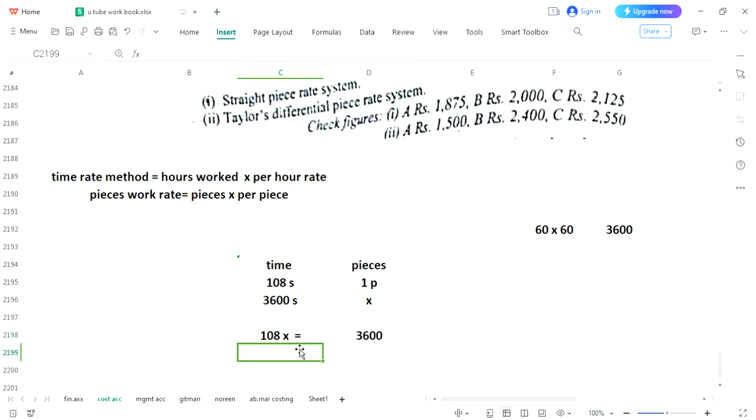Now you can see that x is being multiplied with 108 and we want to take 108 to the opposite side. 3600 is already present, and when you take 108 to the opposite side, where it is being multiplied, the sign would change and it would be divided.